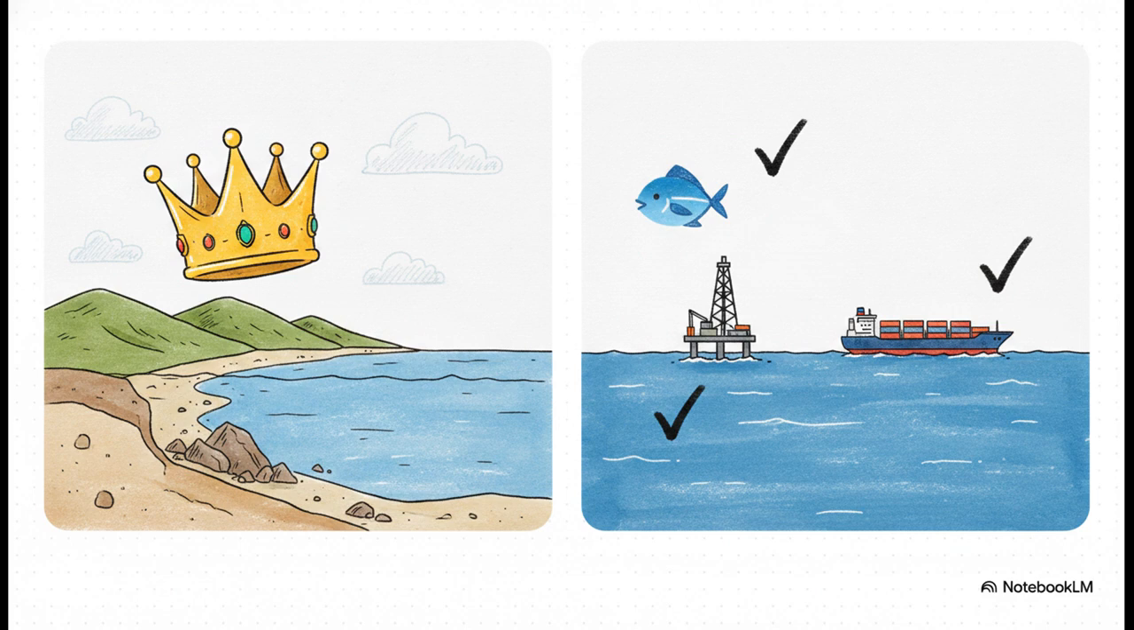On the right side, we have sovereign rights, which only apply in the EEZ and the continental shelf. Sovereign rights are highly functional and strictly resource-specific. You own the fish and the oil, but you do not own the water itself. You must never confuse those two concepts.